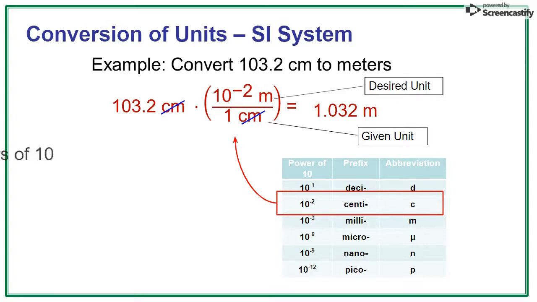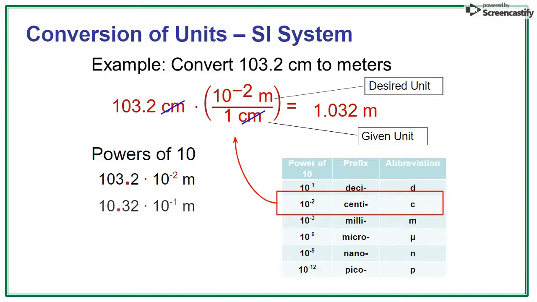Note that powers of 10 can be interpreted as the number of places to move the decimal point. In this case, the power of 10 is negative 2. Therefore, the decimal place can be moved 2 places to the left.